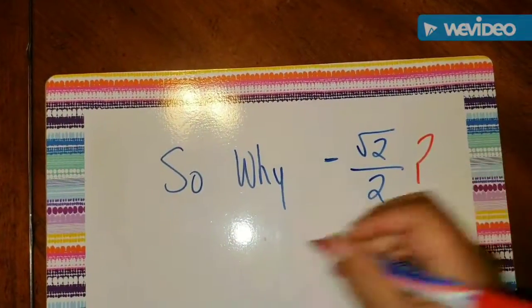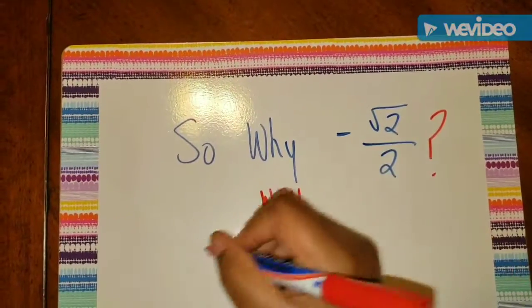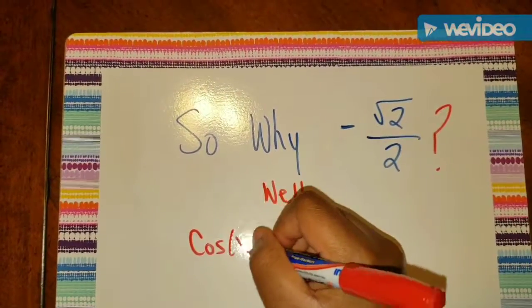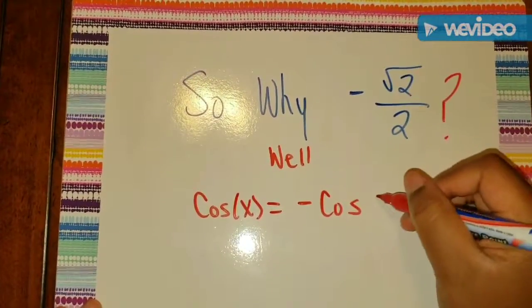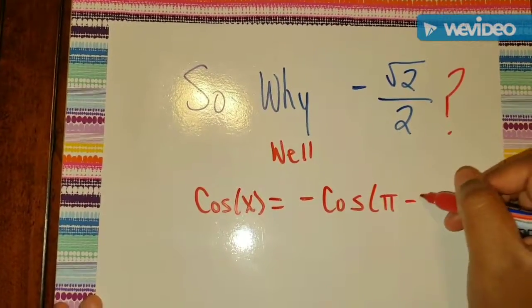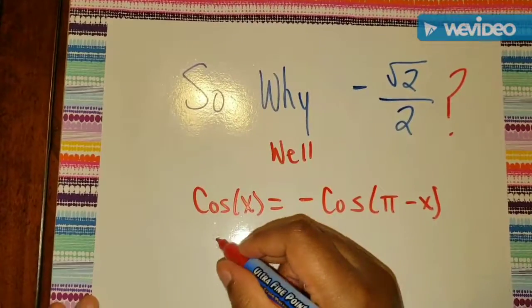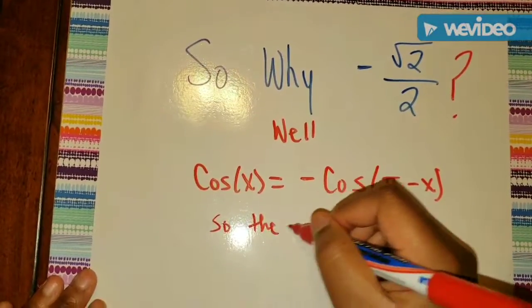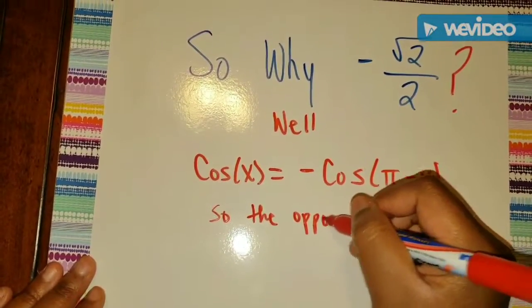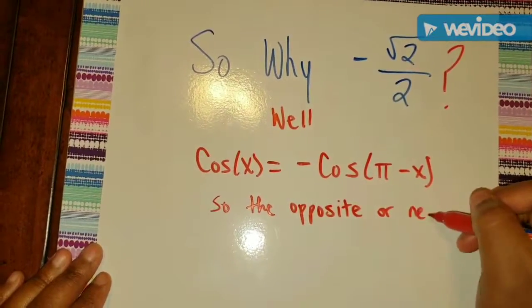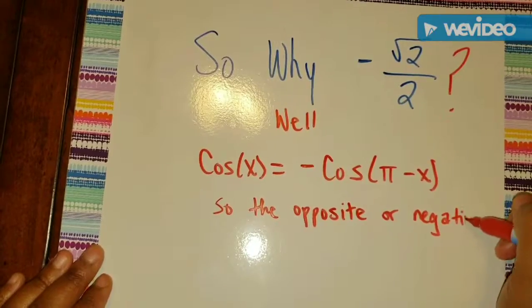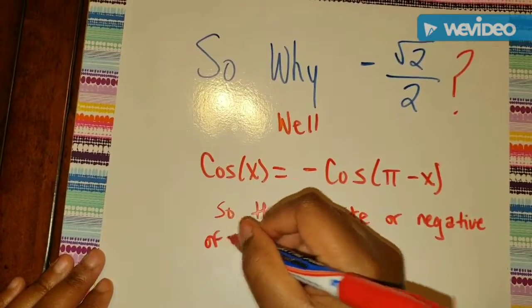So why did I get the positive radical 2 over 2? Well, we know that the cosine x is equivalent to the negative cosine pi minus x. So all that means is that we have to do the opposite or negative for radical 2 over 2, which is just negative radical 2 over 2. And that goes for the tangent as well. But for sine, the sign is different. The sign is always going to be the positive.